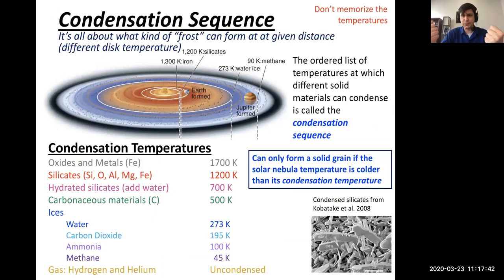We have a temperature gradient, and we know what temperature is required for certain materials to go from the gaseous form to their solid form. This is a type of condensation. And I'm using the term condensation in a very familiar sense that you're probably all aware of.